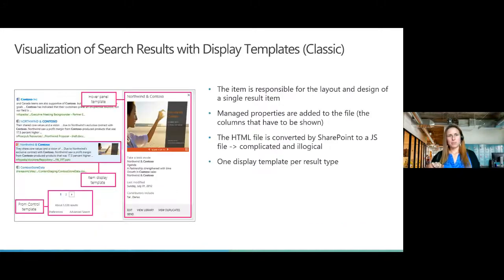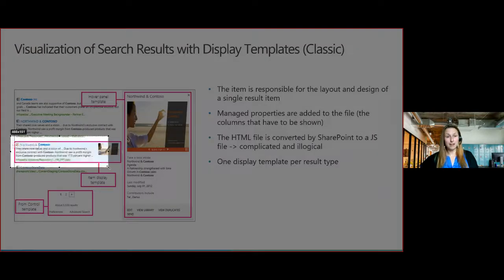Okay. So one more time, let's go back to the search results with display templates in the Classic. You can see also here in the image how the search results are rendered in the Classic search. So in the past, if you wanted to decide how a result is rendered, you had to edit a template file that decides how every item is rendered.